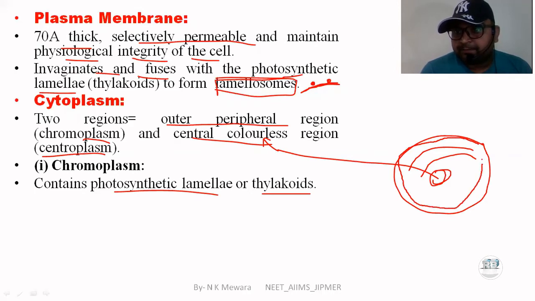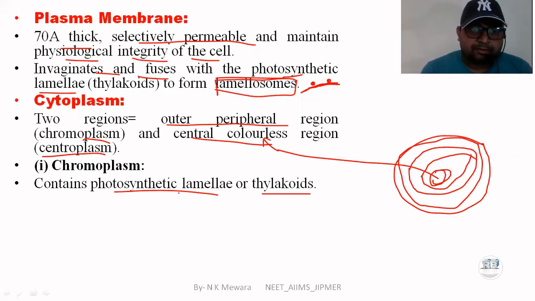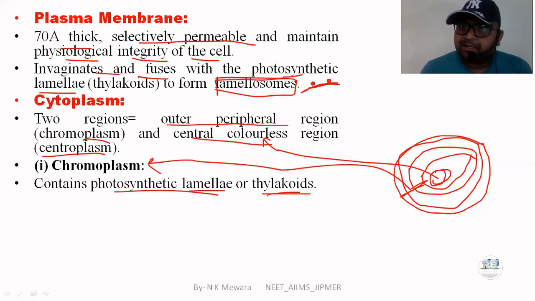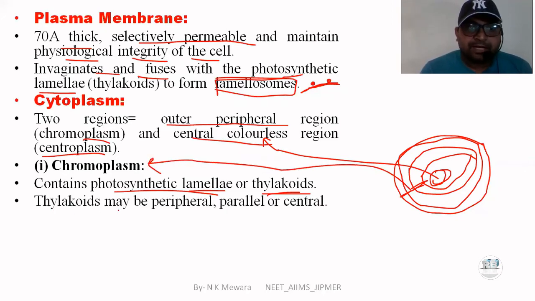circular shape, like that, multiple lamellar structures, which are called the photosynthetic lamellae or thylakoids. That part is the peripheral part. The peripheral part is the chromoplasm. Thylakoids may be peripheral, parallel, or central.